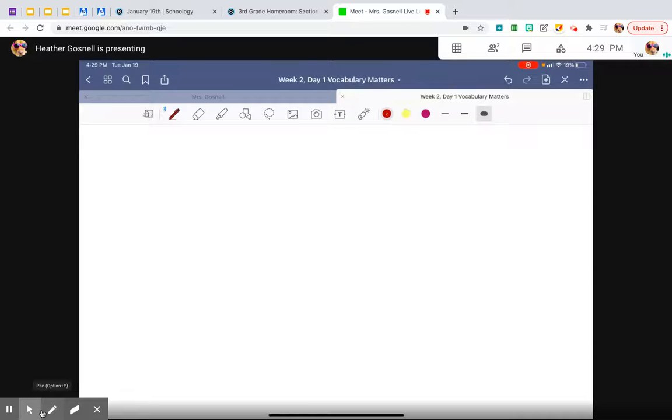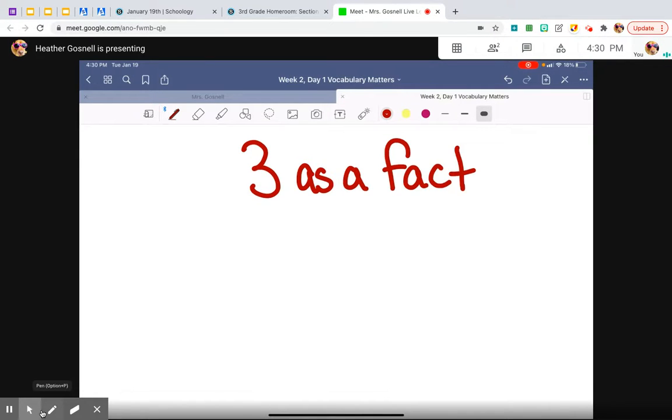Hi, boys and girls. Today's lesson is going to be applying the distributive property to equations that have 3 as a factor. What is a factor? A factor is a number that you are multiplying. So let's think about equations where 3 is a factor.